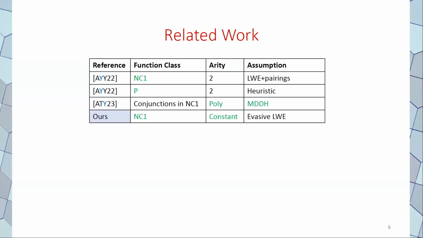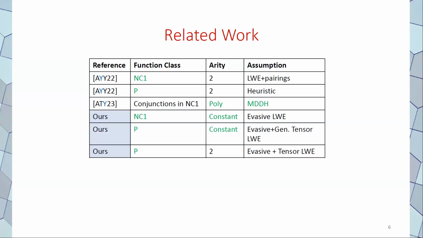In our work, we construct constant input attribute-based encryption for a much more general class of NC1 circuits from the recently introduced assumption of evasive LWE. This assumption was introduced by Wee and Tsabary in independent work. We also construct constant input ABE for class P using evasive LWE and a generalized form of tensor LWE, which again was introduced by Wee. If we restrict the arity to 2 for class P, we can make this work using the tensor LWE assumption alone. All these works provide collusion resistance, which means that the adversary can be given secret keys for more than one function.